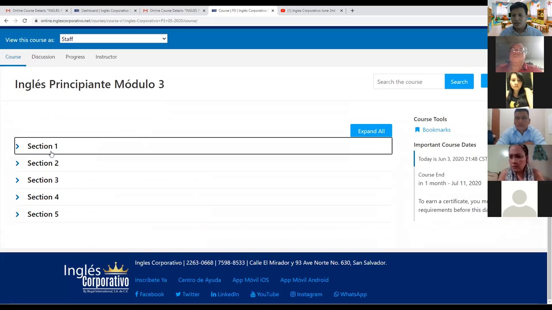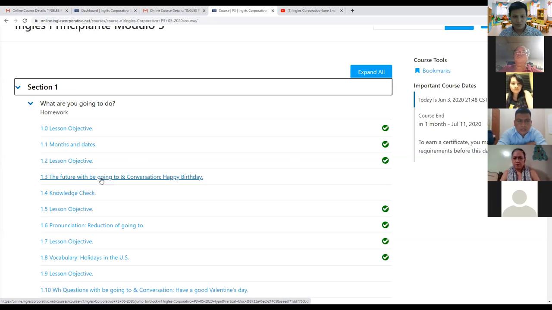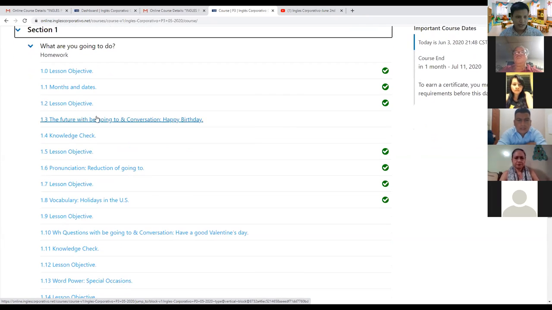These sections we're gonna start during a month. For example, right now we are in section 1. What are you going to do? Or what are you gonna do? Como lo dicen ustedes, right? Okay, that's good. We got this lesson objective, month and date. We saw already. Ya lo vimos, luego lesson objective. The future will be going to conversation, happy birthday. Ya lo vimos también.